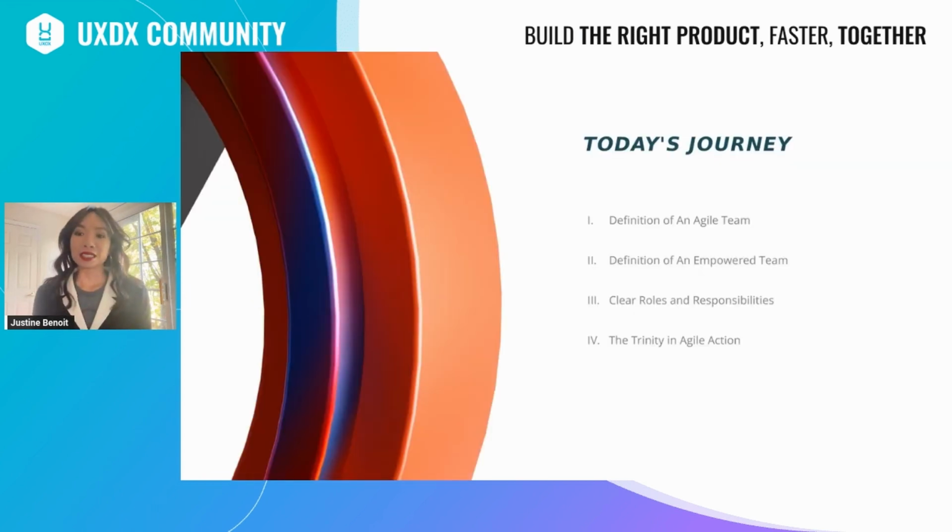But enough about me. Today's journey is going to talk about how we work as a cross functional agile team. So, we're going to begin by defining what an agile team is. And then next, we're going to elevate that definition and define what an empowered team is. And with that in place, we're going to establish and define clear roles and responsibilities among the cross functional teams. And finally, we're going to put all that together and explore that trinity in agile action.